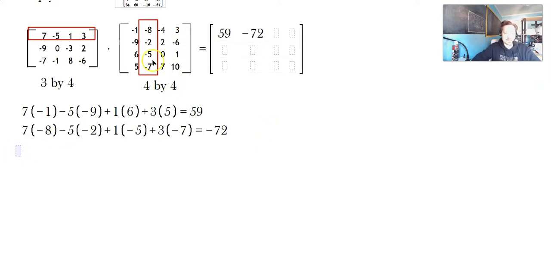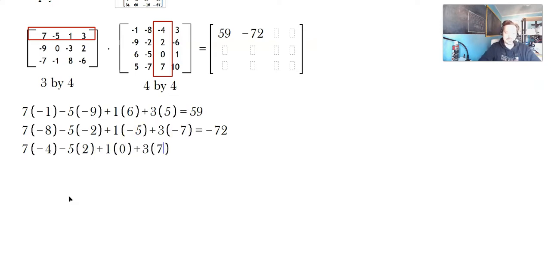Then you go on to the next one, so you move over to that column. Notice the entire time I am not changing the row. The row is fixed at the first row in the matrix on the left. I'm just scanning across the columns of the second matrix when I do this. So next I'm going to have 7 times -4 minus 5 times 2 plus 1 times 0, and then plus 3 times 7. You punch this into your calculator, and that gives you a value of -17. And that then becomes this entry, -17.